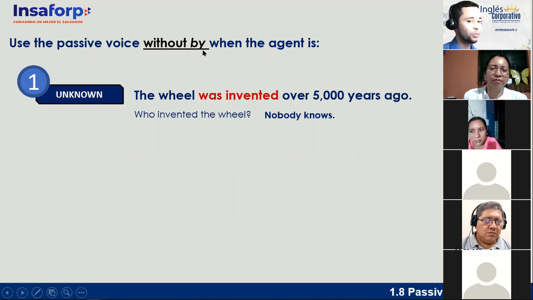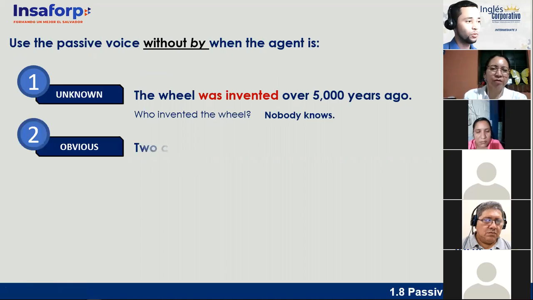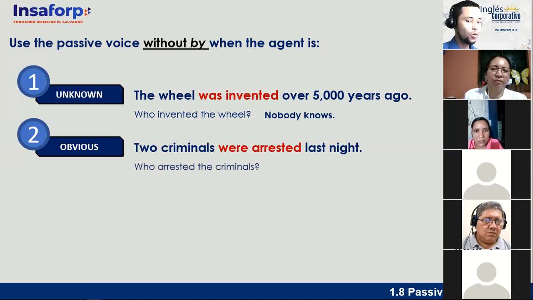We use the passive without by when the agent is obvious. Example, two criminals were arrested last night. So my question is, who arrested the criminals? The police, of course. So the agent is obvious. No tenemos que decir que la policía los arrestó, porque solo la policía arresta a la gente.